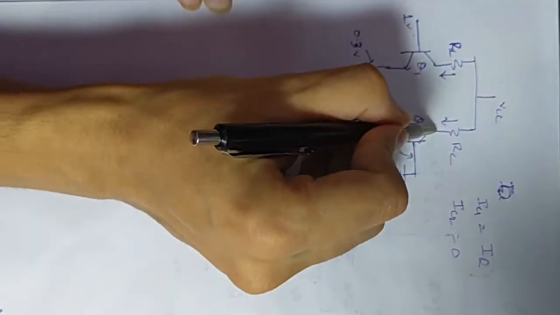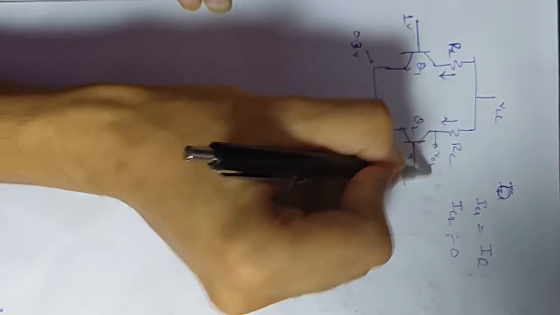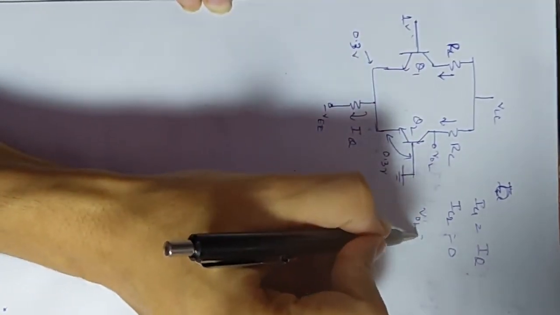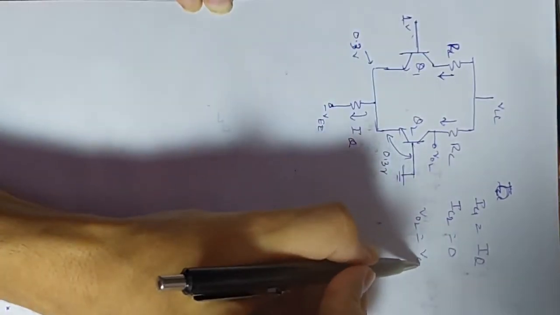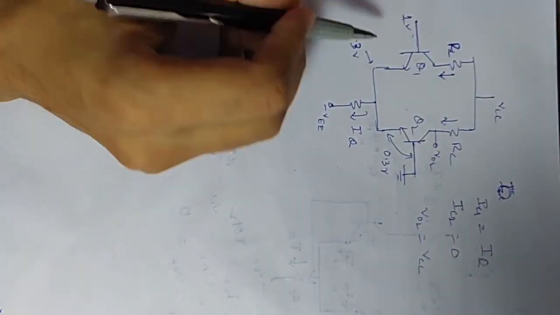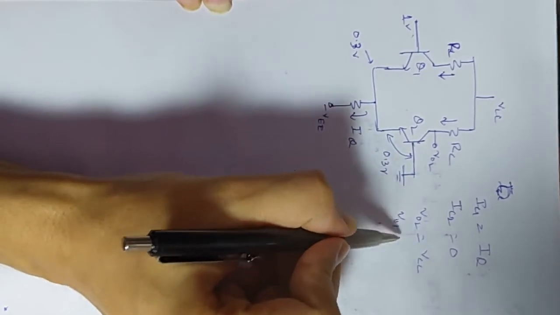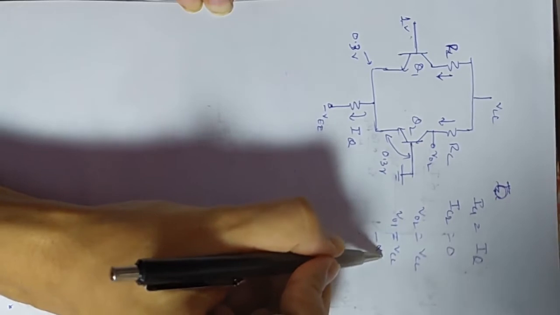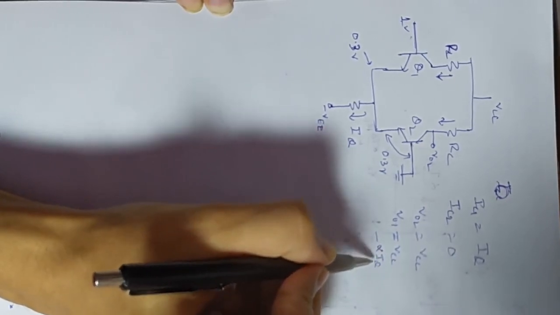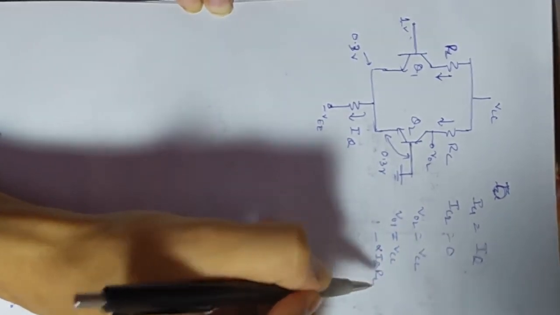As a result, V02 will be, so there is no current, so there will be no drop. V02 will be VCC, and V01 will be VCC minus alpha IQ RC.